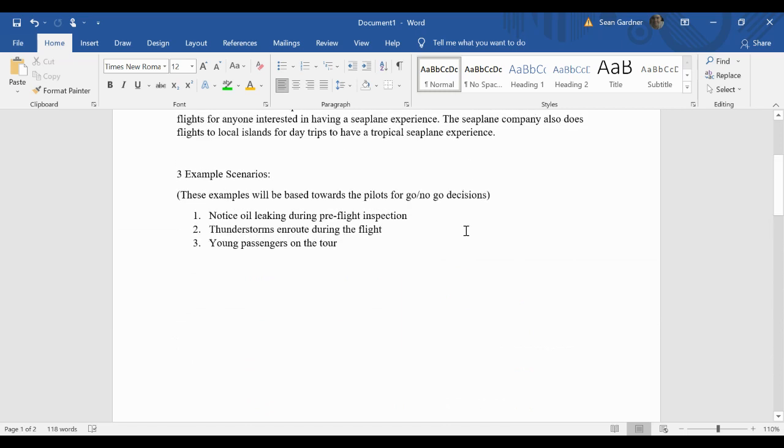Excuse me. So the three scenarios that I'm going to be using are: notice an oil leak during your pre-flight inspection, thunderstorms en route during the flight, or a younger passenger on the tour. So the first one we're going to be discussing is the oil leak.